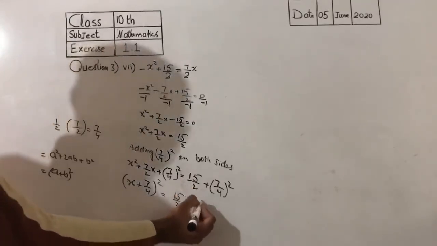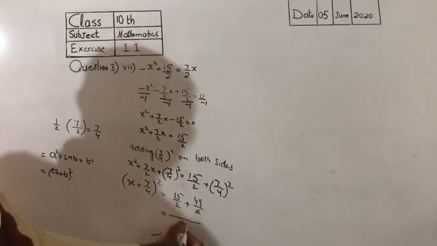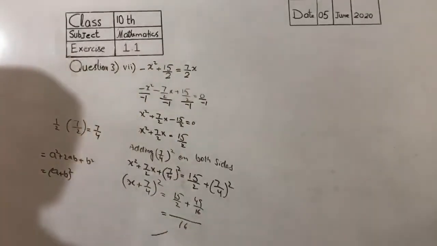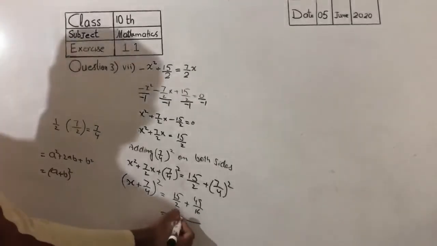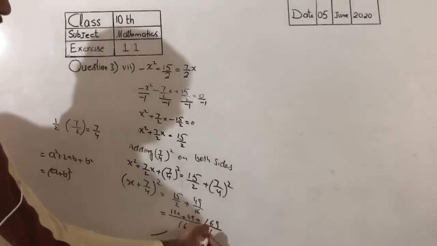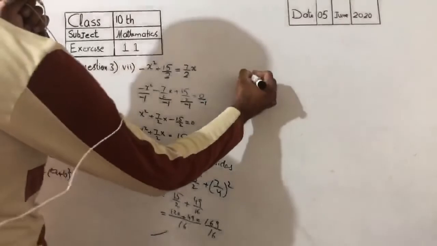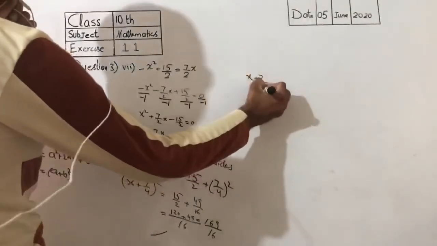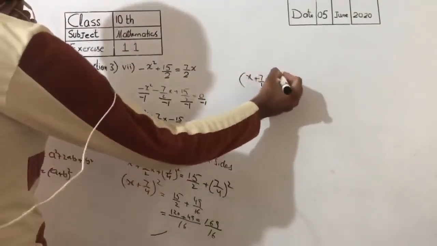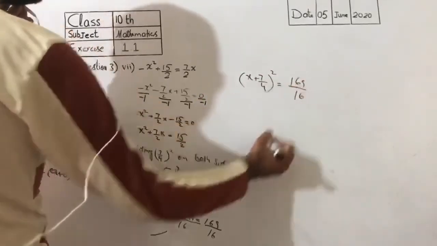7 square is equal to 49 and 4 square is equal to 16, and now we take LCM. Here we get 16 divided by 2 we get 8 multiplied by 15 is equal to 120, plus here we get 49 and this is equal to 169 over 16. Now it becomes x plus 7 over 4 whole square, that is equal to 169 over 16.